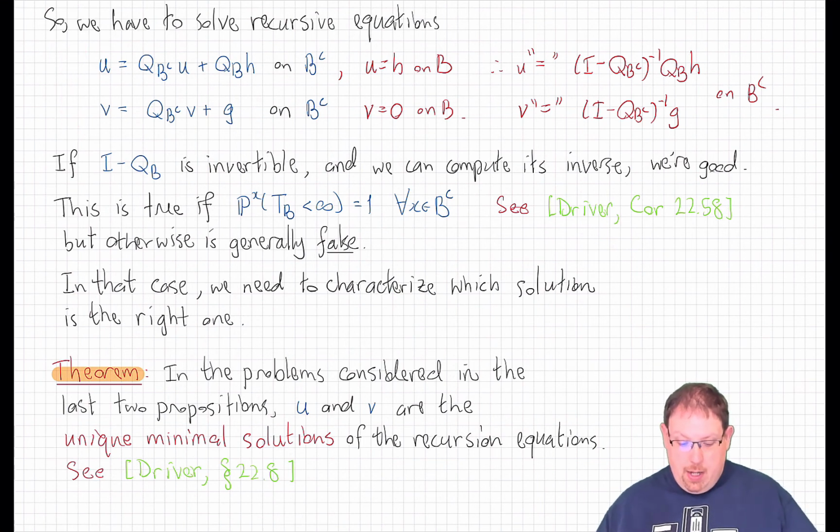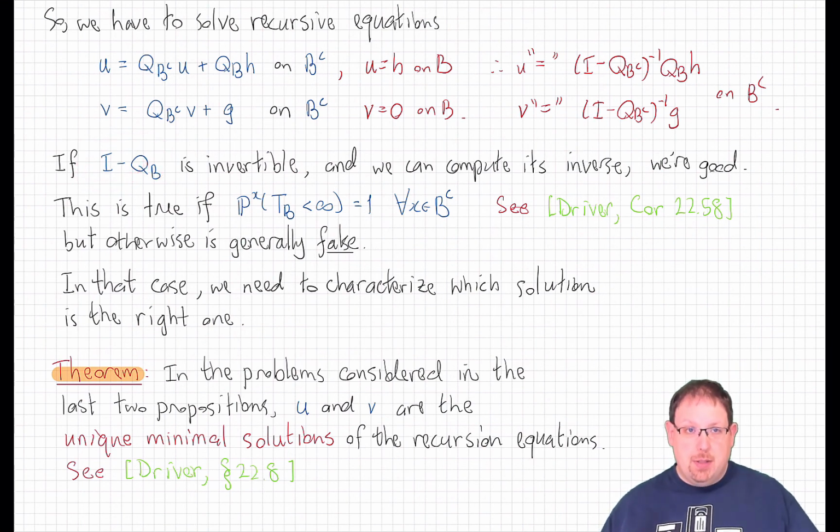Now, there is one nice case where it turns out that it is an invertible operator, and that is if for every x in B complement, the probability starting at x that the hitting time of B is finite is 1. This is the most favorable situation, and we're going to look at some conditions to make this true in an upcoming lecture. But there are interesting cases, for example, one that we'll see in the next lecture, in which this is just false, and in fact, this operator is just not invertible.